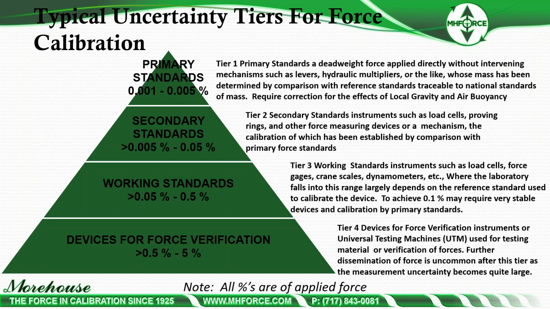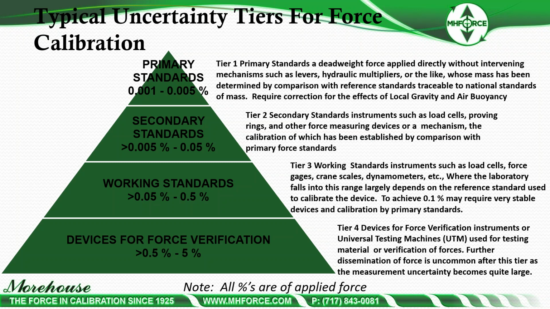So you have your typical tiers for force calibration. You have your tier 1 primary standards. Those are dead weights. Uncertainties can vary between 10 to 50 parts per million. Tier 2 is secondary standards, instruments such as load cells, proving rings, and other force measuring devices. Typically, the uncertainties are greater than 50 parts per million and less than 0.05%.